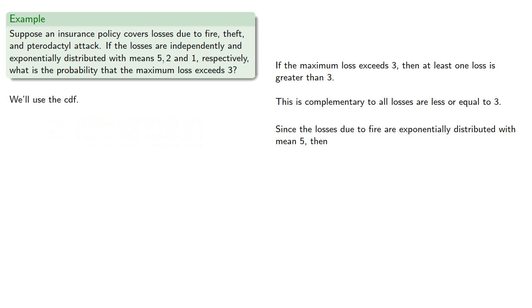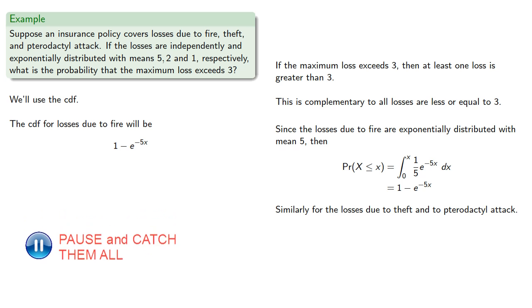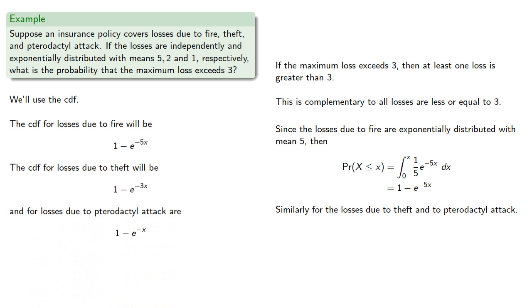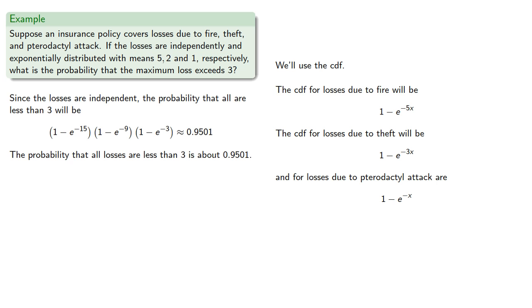Since the losses due to fire are exponentially distributed with mean of 5, then the cumulative distribution function will be, similarly for the losses due to theft and to pterodactyl attack. Since the losses are independent, the probability that all are less than 3 will be. So the probability that at least one loss exceeds 3 is the complement.